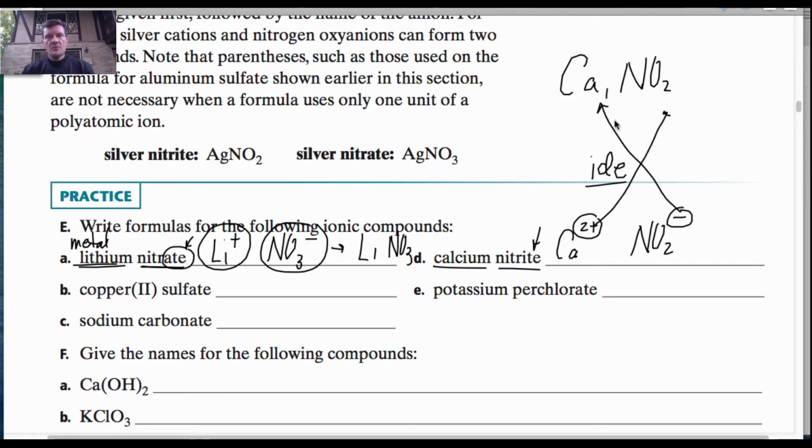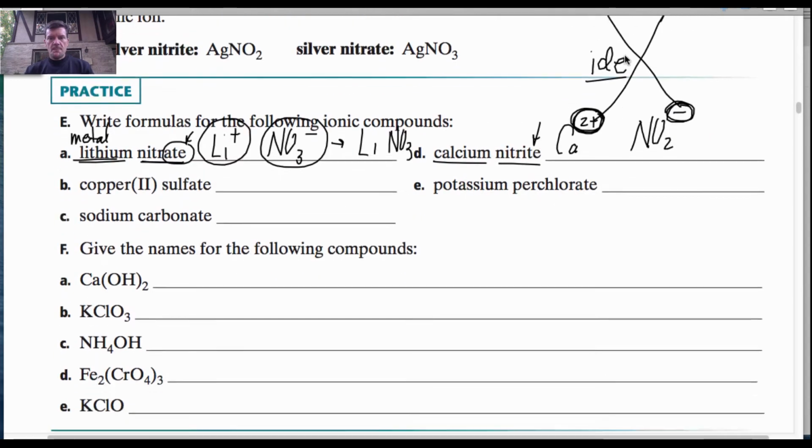I'm going to put a 1 there. I normally don't write it. And I need 2 of these. So I need 2 of this whole group. I'm going to put that in parentheses and put a 2 outside of that. Here is the 2 that's telling me I need 2 of these nitrites, 2 of these negatives, to neutralize the 2 plus. Okay? So that's how you write it. When it's a polyatomic ion and you have multiple ones of them, you put it in parentheses like this and put the number outside. That is calcium nitrite. Okay?